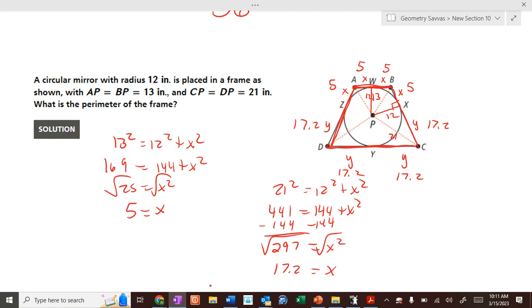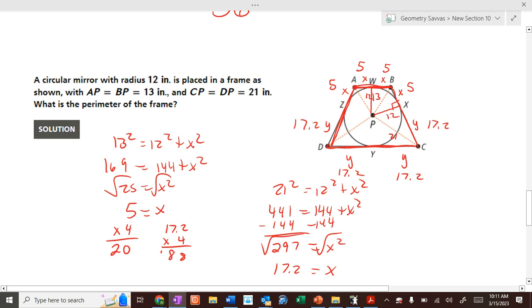So take 5 times 4, and we get 20. And then 17.2 times 4, and we get 68.8, and we add those together. The total length of the wood on the frame is 88.8.